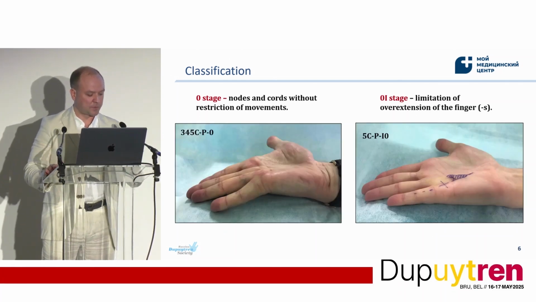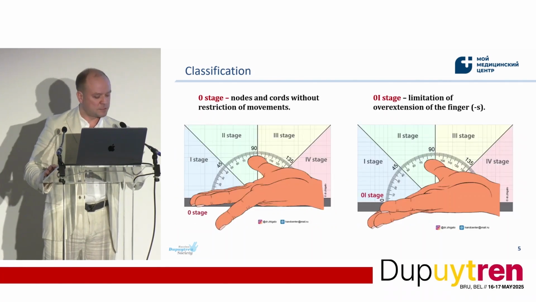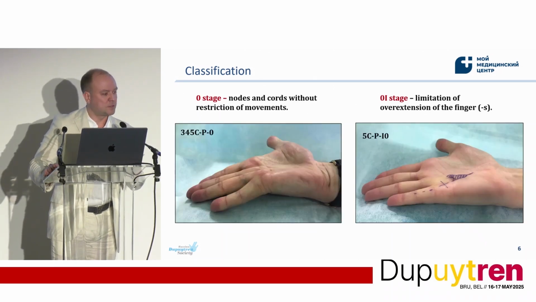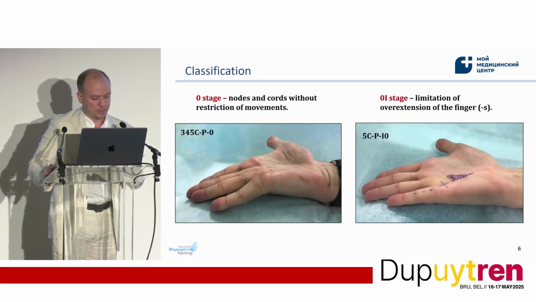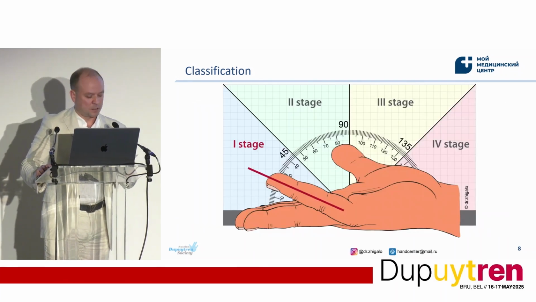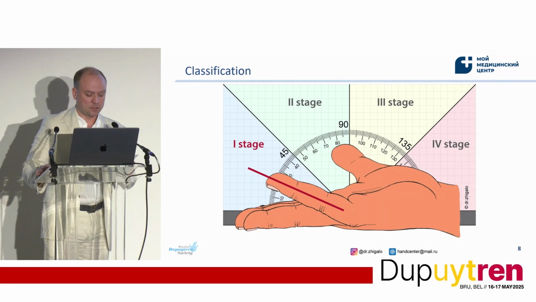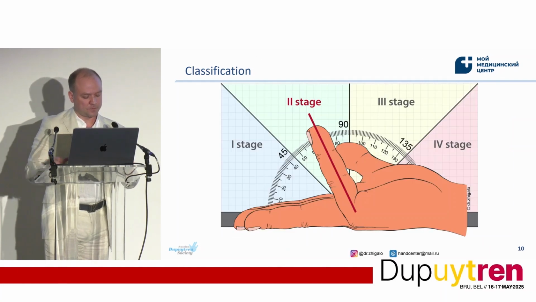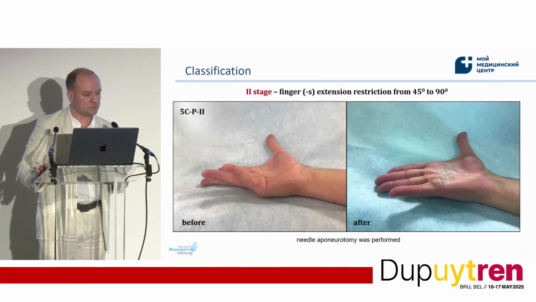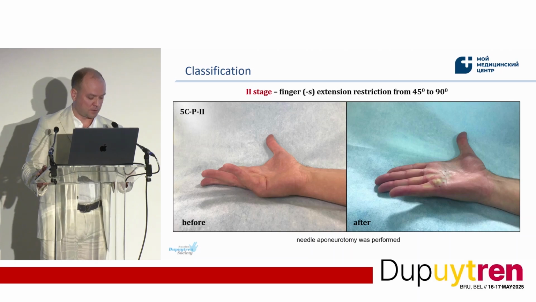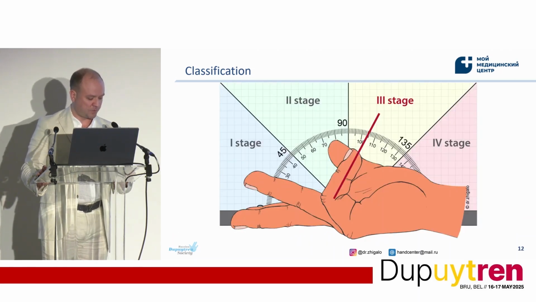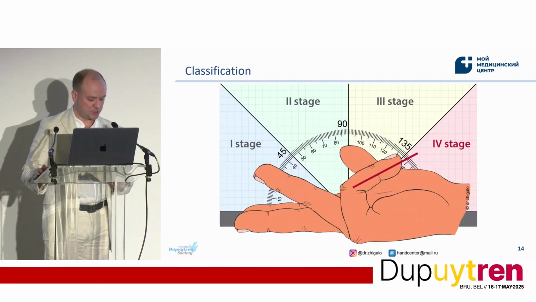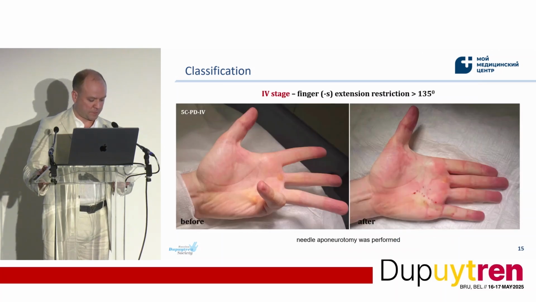This is a clinical example for stage 0 and stage 0.1. Photo before and after needle aponeurotomy with collagenase. Stage 1 according to classical Tubiana classification, photo before and after PNF. Stage 2, before and after PNF. Stage 3, before and after PNF. Stage 4, and same before and after PNF.